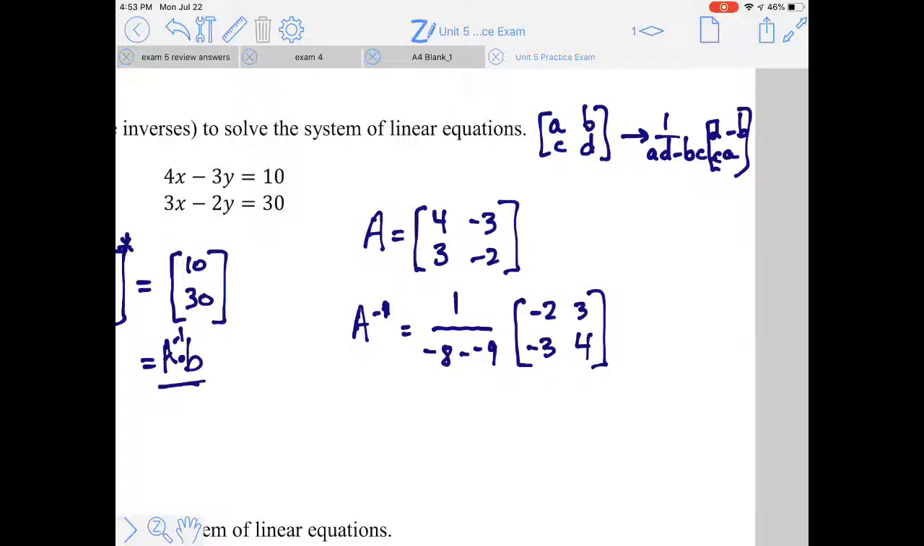Usually, though, that turns out to stay a fraction, so you want to keep that fraction. Rather than multiplying it in, you just want to keep that fraction out front. 9 times out of 10, that doesn't turn out to be a nice number like 1. So then we take this matrix, this inverse, and we multiply it by that.